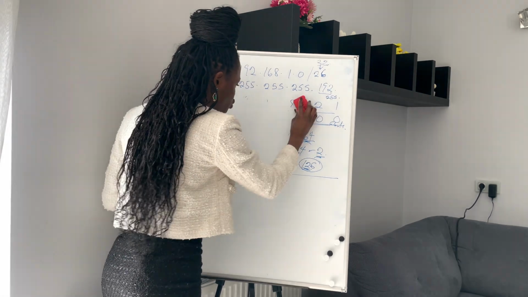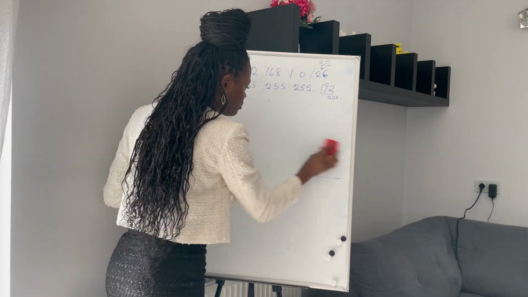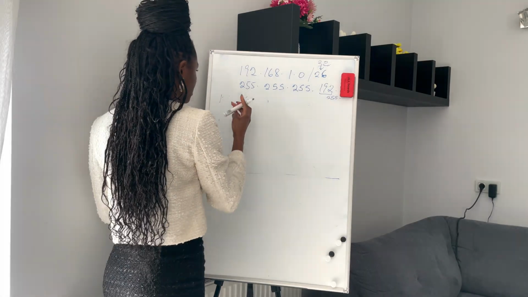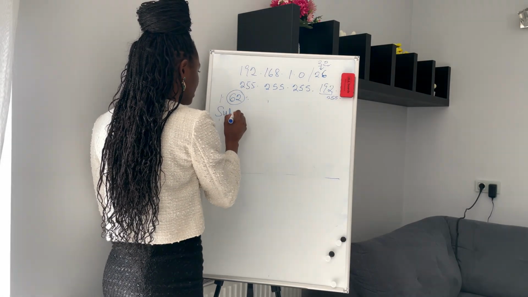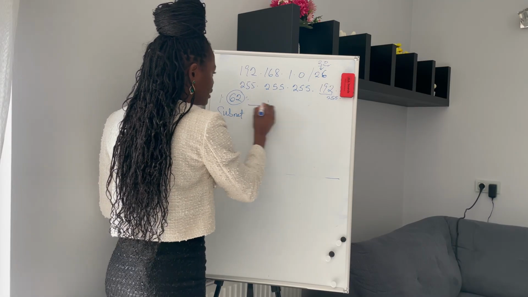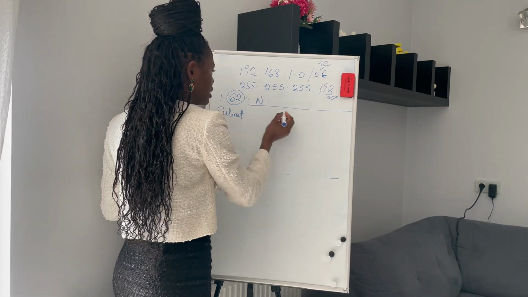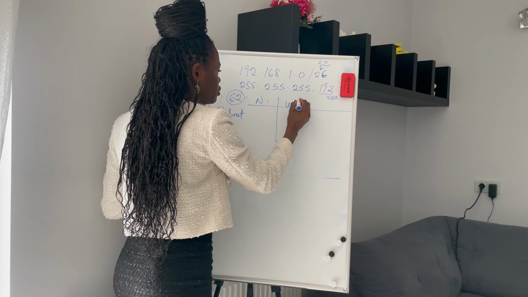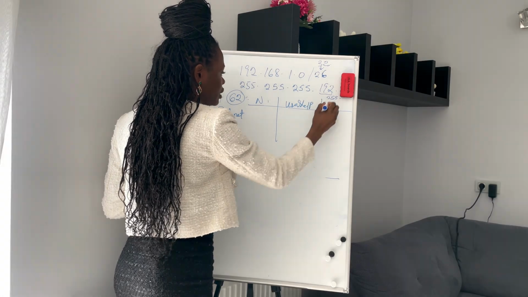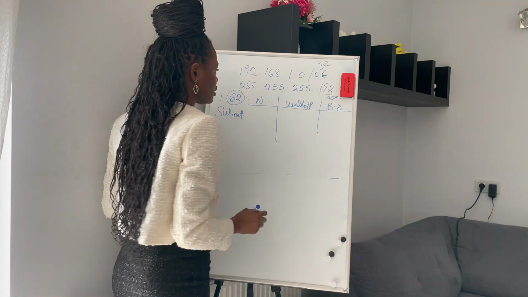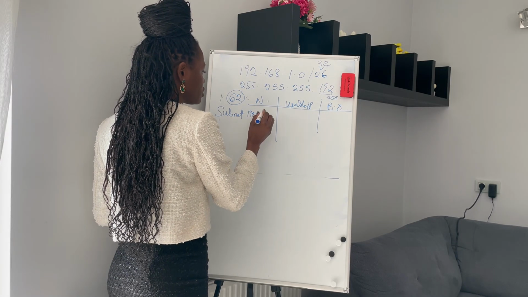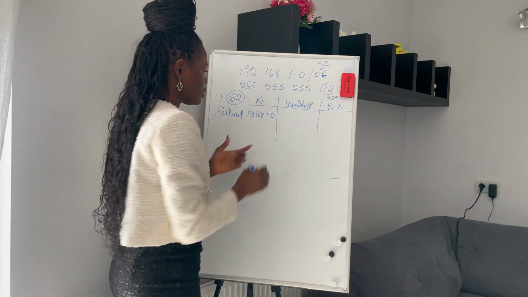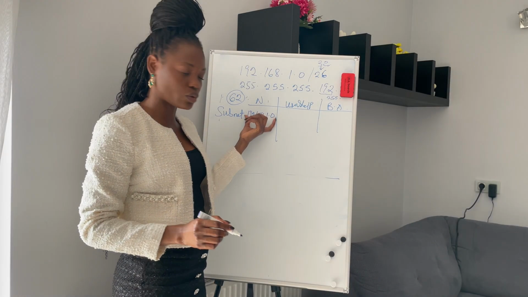Remember, we have 62 usable host IPs. So the first subnet that we can have would look like this. This is the network, the usable host IPs, and this is the broadcast address. For the network, we can have 192.168.1.0. The first IP always belongs to the network.